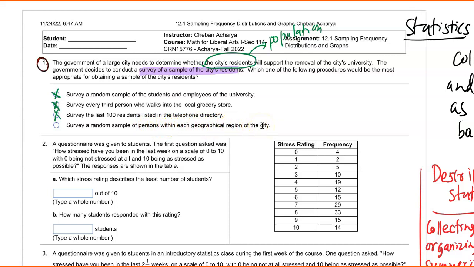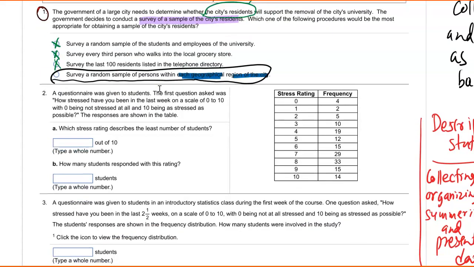Yes, you have to go into each geographical region of the city. For example, you might go to different zip codes of the city. That could be a random sample. Therefore, the answer to this question is the last one. Surveying a random sample of persons within each geographical region of the city is the appropriate way to do the sampling. Okay, number 1 is finished.